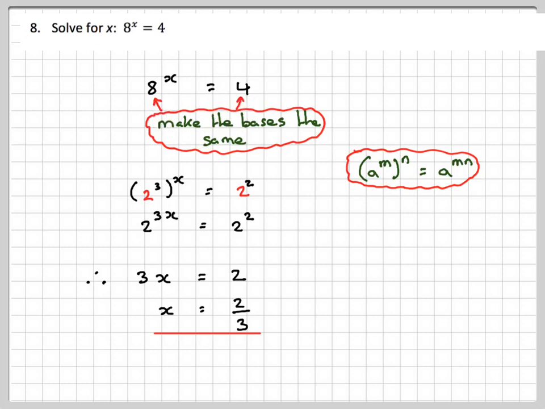So this has been a video to show you how to solve an equation where x is in the power, and then trying to use making the same base in order to solve it.